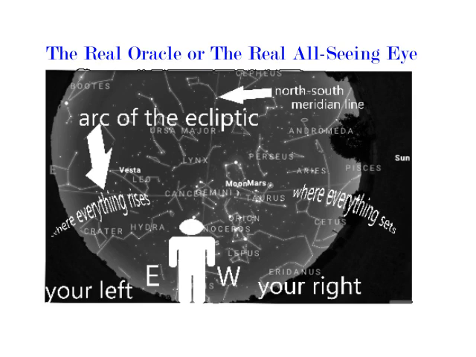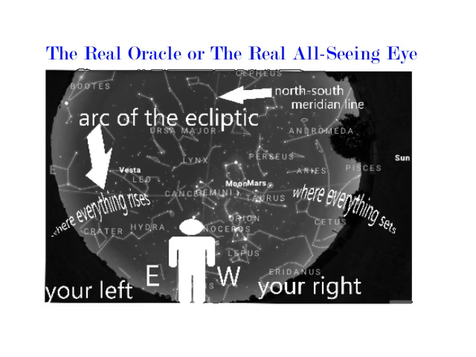The reason why we focus on this special area in the sky we've nicknamed the real oracle or the real all-seeing eye is because this is the one place in the sky where you find the sun, the moon, the planets, and all the star constellations, the 12 constellations known as the zodiac constellations, travel along.